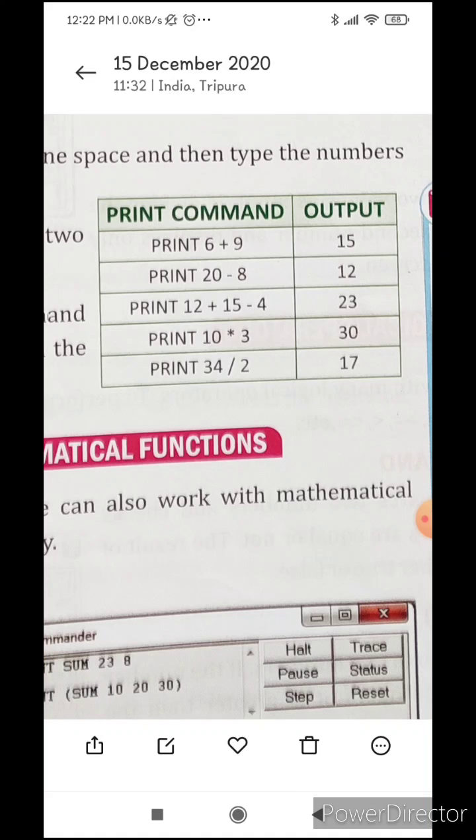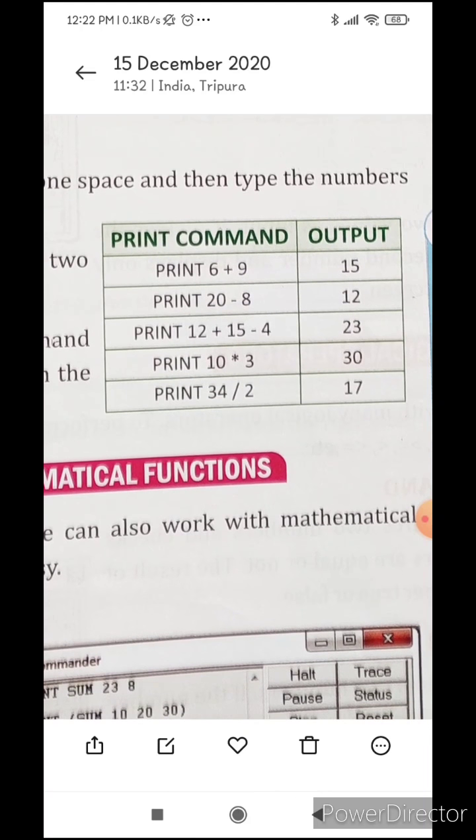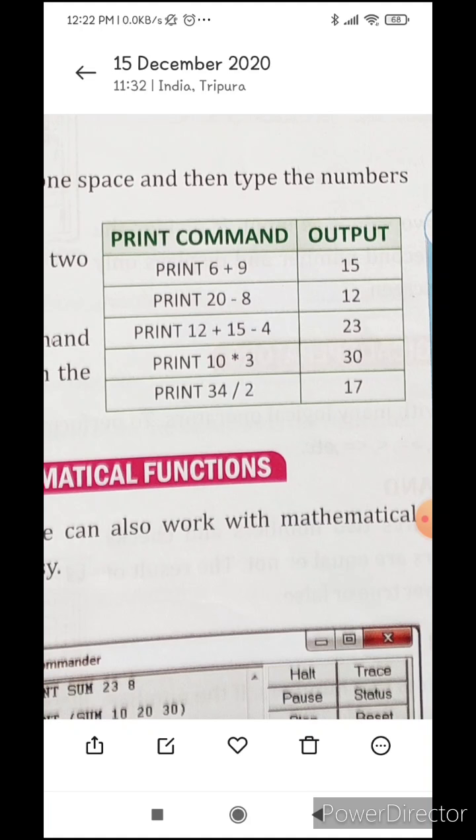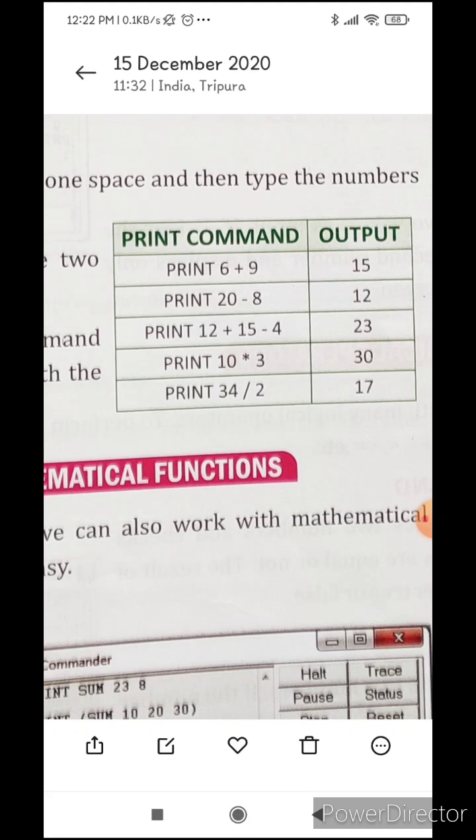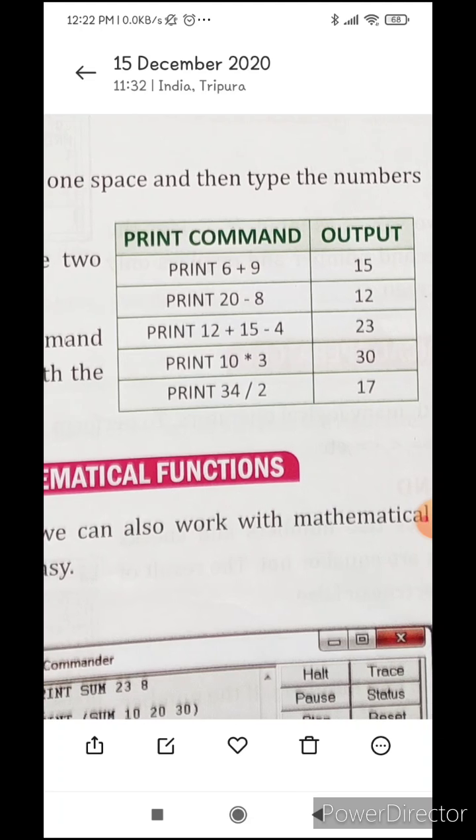In a similar way, print 34 divided by 2. So here division will be given by the slash symbol. So the computer system will come to know that the user, or the programmer I will say, the programmer is giving the command to divide 34 by 2, and it will do the processing, and after that it will show output, that is 17.